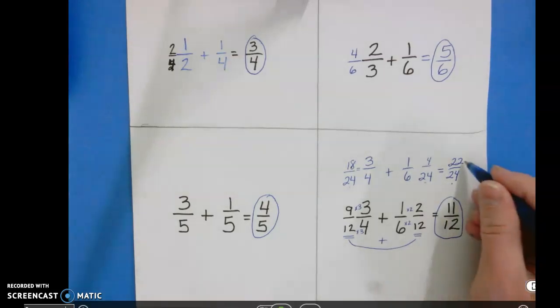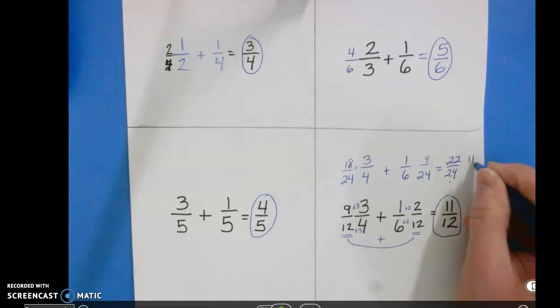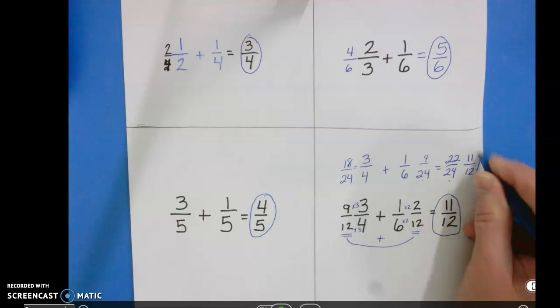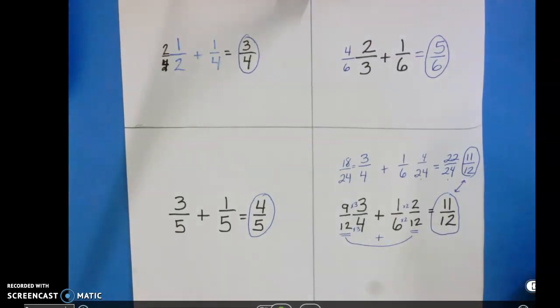But that's easy enough. They're both even numbers, so I can divide by 2, and I will get it down to the same answer as that one. So any common denominator will work. It's easier to find the smallest common denominator.